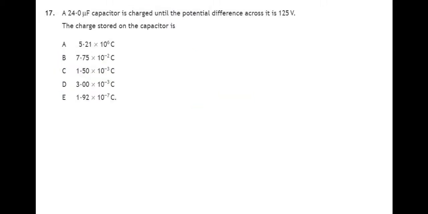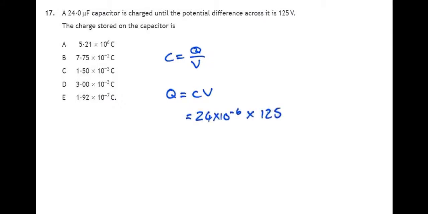Number 17. A 24 microfarad capacitor is charged until the potential difference across it is 125 volts. The charge stored on the capacitor is... So, C equals Q over V is our formula. I remember Q equals CV. Anyway, we're trying to work out charge. So we multiply our capacitance, which is 24 microfarads, or 24 times 10 to the power of minus 6, times the voltage, or the potential difference, 125 volts. And that gets us a charge of 3 times 10 to the power of minus 3 coulombs. Answer D.